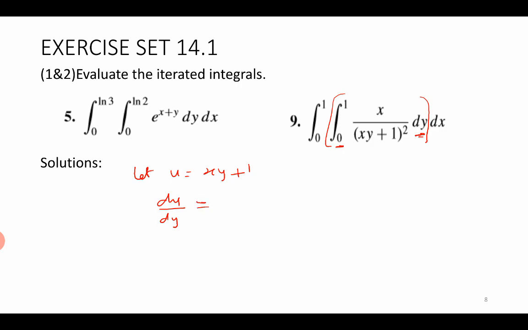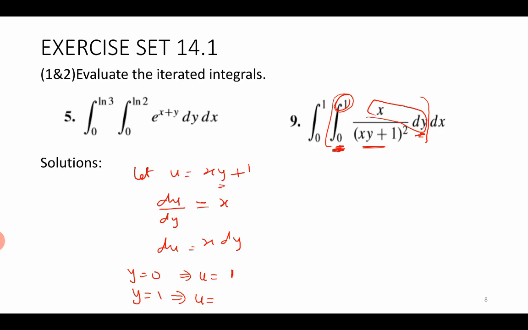du by dy is x plus 0. Therefore du is x into dy. See, this x into dy becomes du, and the denominator will be u square. So inside this one, you can find the limits of u as well. When y is 0, what is u? u is 1. When y is 1, the upper limit of y, lower limit is 0, upper limit is 1. When y is 1, what is u? u is x plus 1.